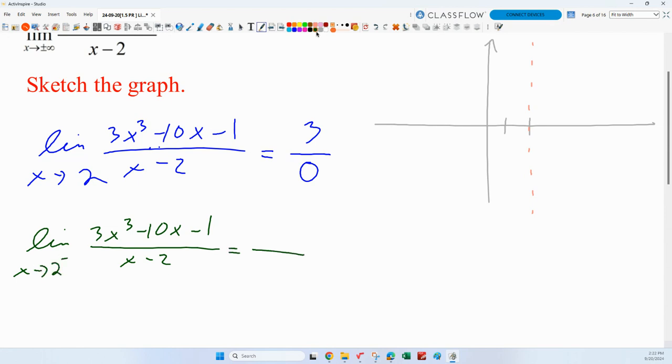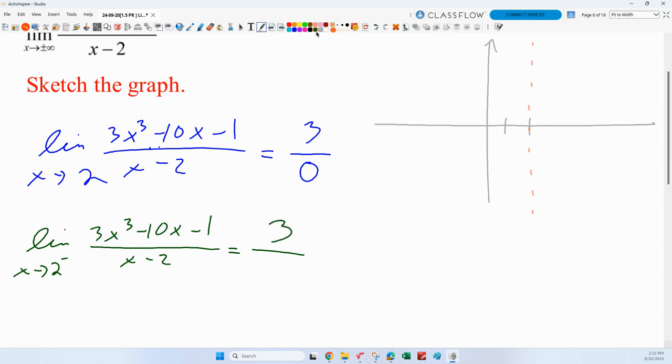What do I get on top? 3. Because I'm approaching 2, and I already know what that is. On the top, I'm approaching a value of 3. Whether it's slightly less than 3 or slightly more than 3, who cares? It's 3-ish, right? It's a positive constant number.